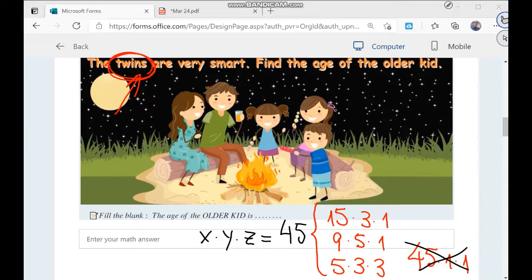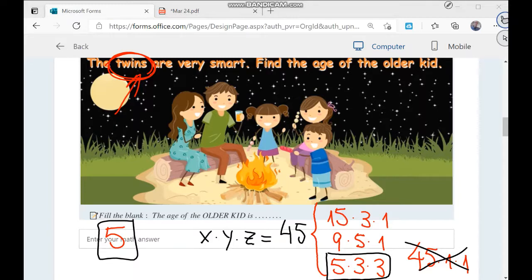Not the first one, right? Not the second, but the last one. Yes, the last one, we have 2 kids with the same age. The older kid on the last option is 5 years old, and we have the twins, each one 3 years old. So the right option is the last one, and the right answer, the age of the older kid, is 5 years old, or just 5. Okay? Do you all agree it is the right answer?